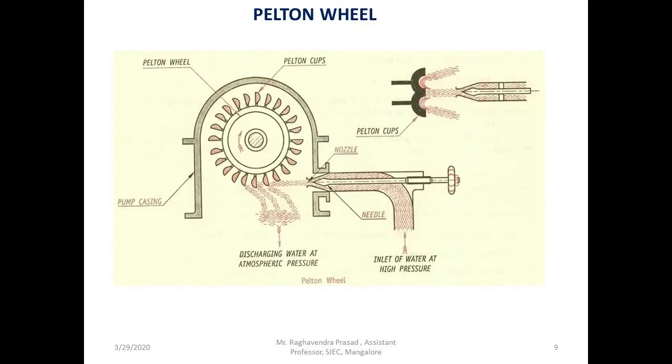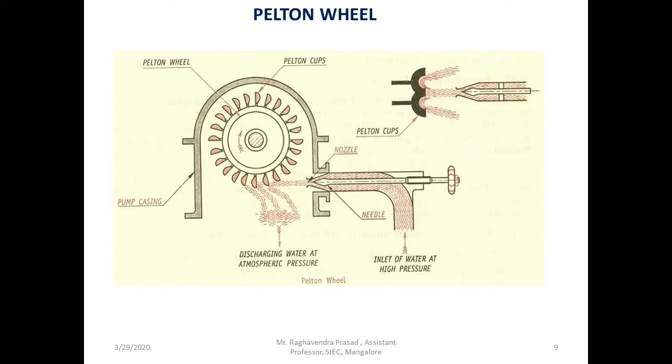Pelton wheel. You can see the diagram shown here. It is the front view of the Pelton wheel, and you can see different parts of it. One is the Pelton wheel casing, which is normally made up of bricks, and inside this casing we can see the Pelton wheel with Pelton cups.